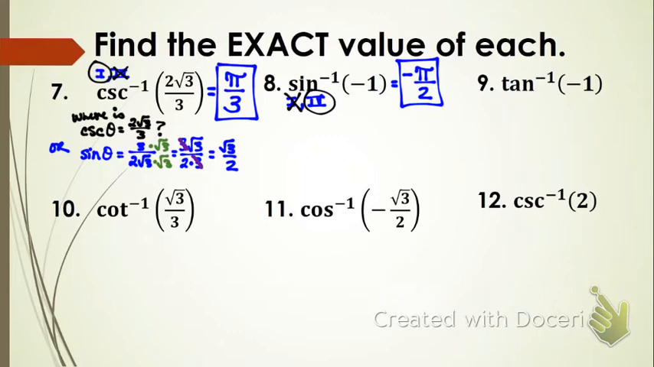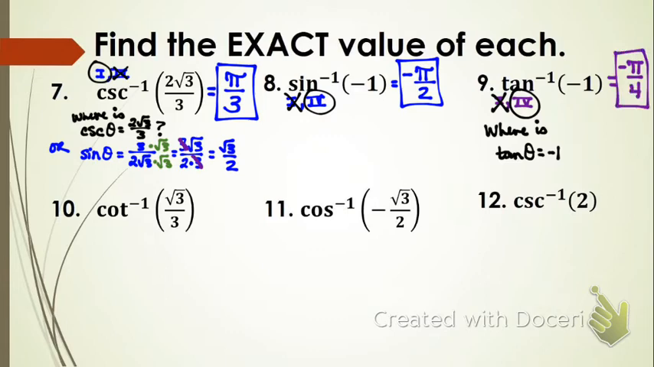Number 9. Where am I allowed to look? 1 and 4. Where am I looking? Quadrant 4. So where in quadrant 4 is tangent equal to negative 1? Negative pi over 4. Remember, if you're in quad 4, because it's negative, your angle will be negative. That's not true for quad 2, but it is true for quad 4.